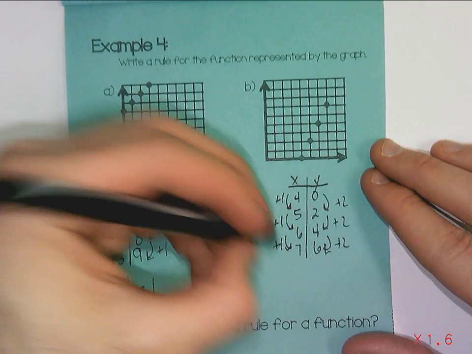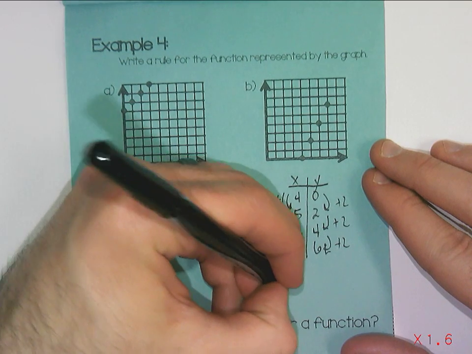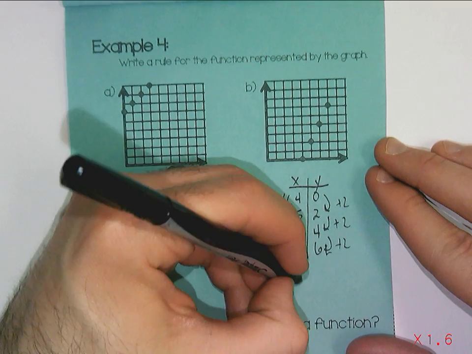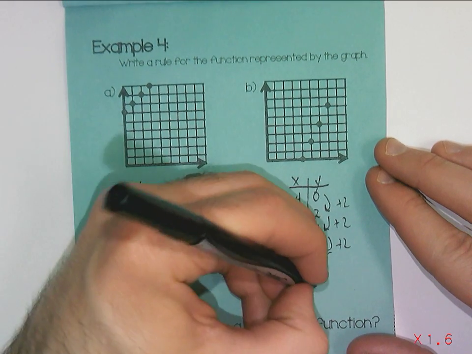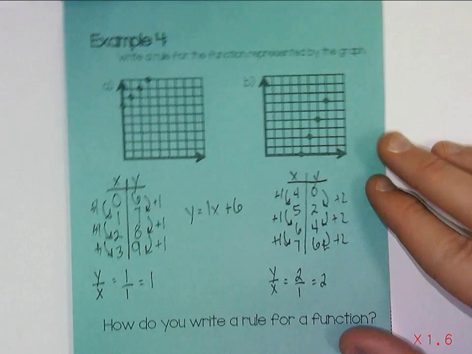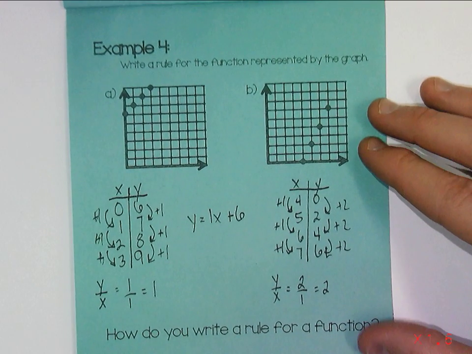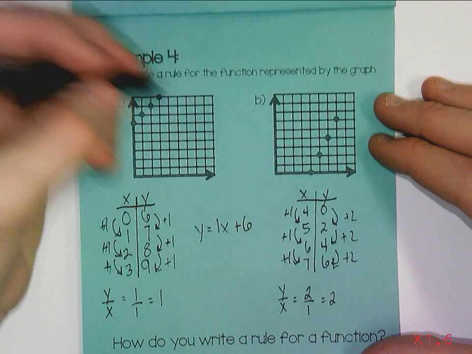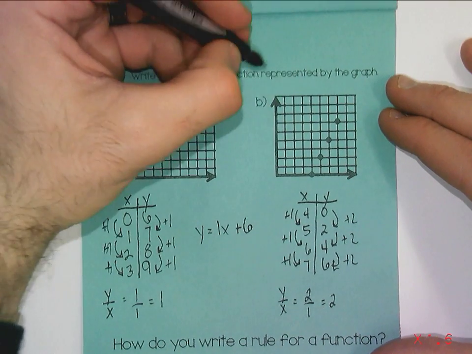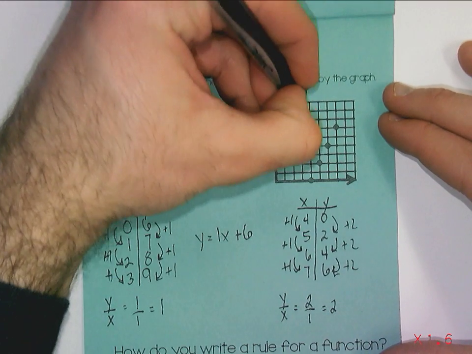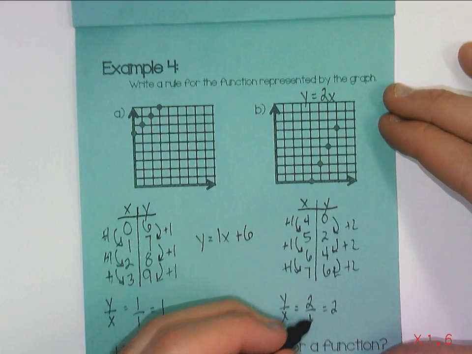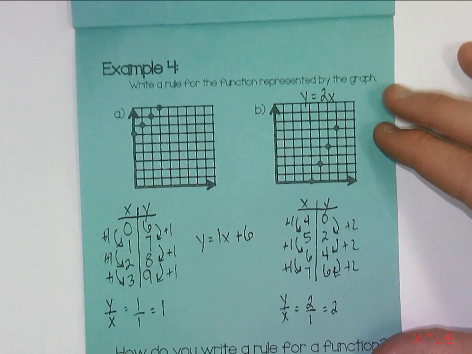If we do our y over x, we get 2 over 1, which is just 2. Now we might have to work backwards here a little bit in order to figure out what our y-intercept is going to be. So first and foremost, we would have, and I'm going to write this above here, y equals 2x, because 2 is our slope. 2 over 1 is our slope.